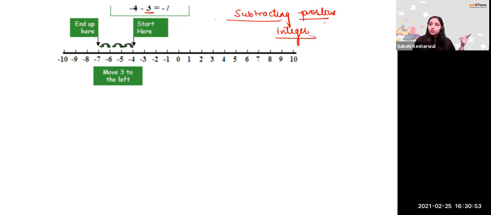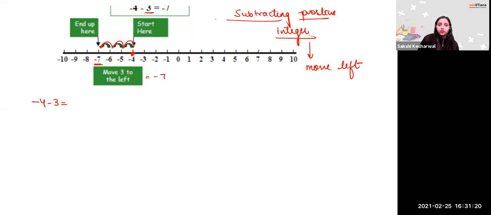So what happened? It says -4 minus 3 is equal to how much? First you go to -4, right? Now it says subtracting a positive integer, so you go left. Start from here, 1, 2, 3. Where did you reach? You reached -7. That is equal to -7, right?